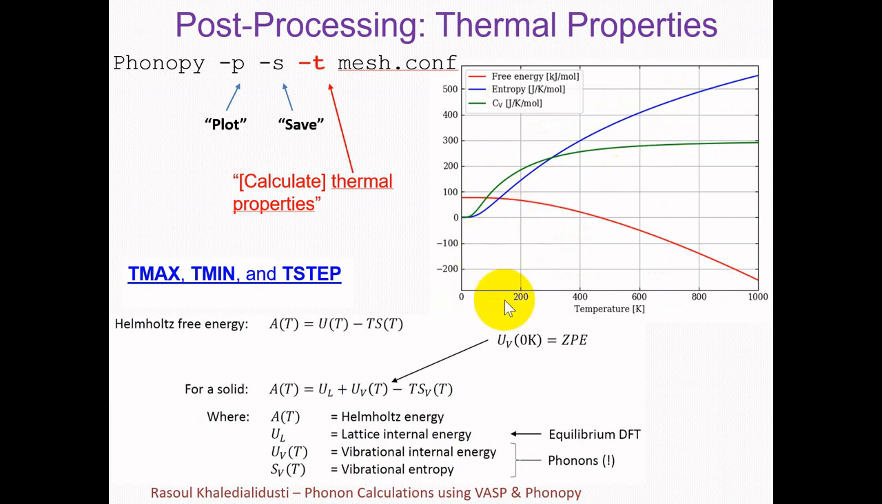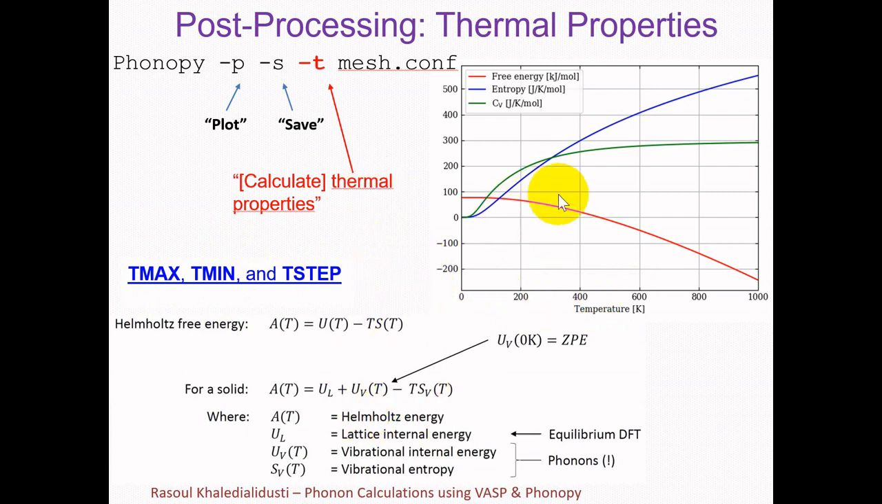So we can control the temperature with the TMAX, TMIN, and TSTEP tags in the setting file mesh.conf. For example, we can set TMAX to 500 and TMIN to 200, and TSTEP, whose default is 10 Kelvin, we can control, for example, 50 Kelvin or 1 Kelvin or whatever you like.